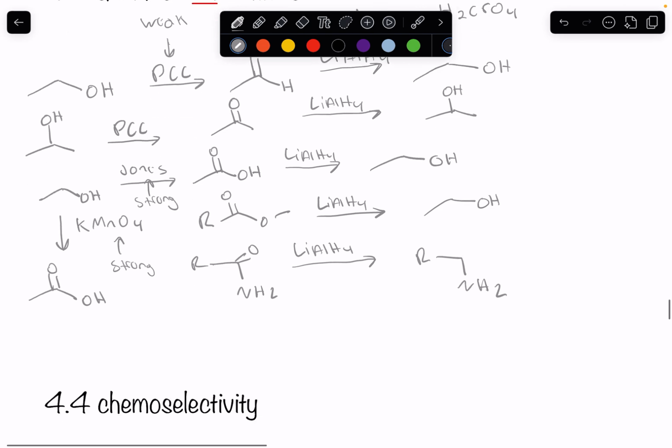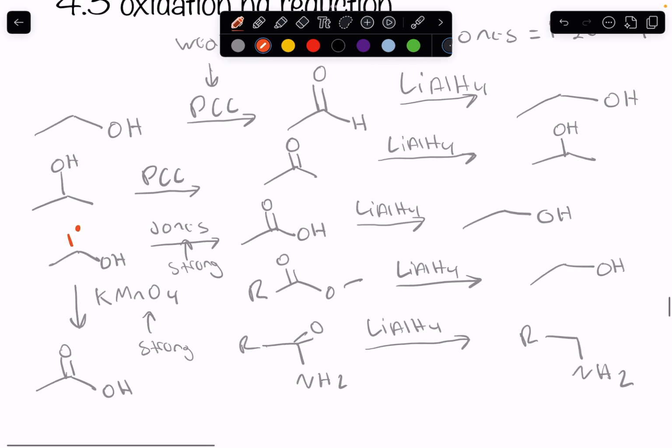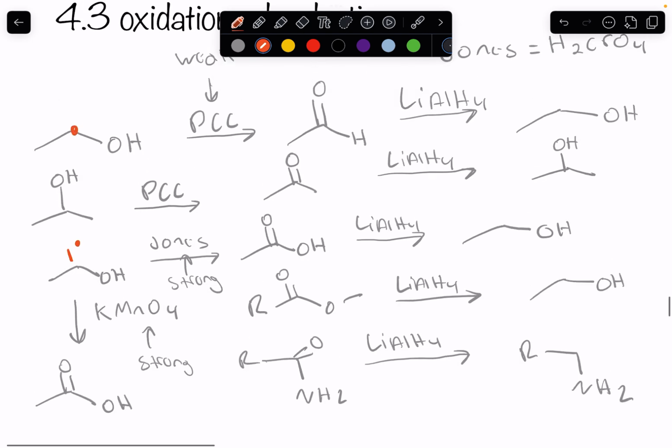Okay, strong oxidizing agents turn primary carbons into your carboxylic acid group. Weak oxidizing agents turn them into aldehydes. Okay, so weak oxidizing agents turn primary into aldehydes. Strong turns primary into the acid group. Now, a secondary alcohol can only turn into a ketone, regardless of if it's strong or weak.